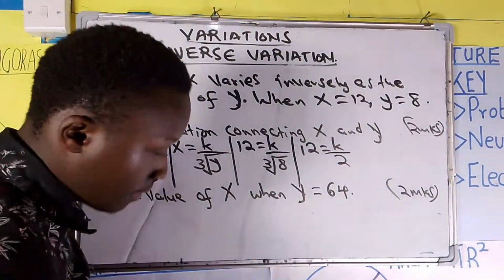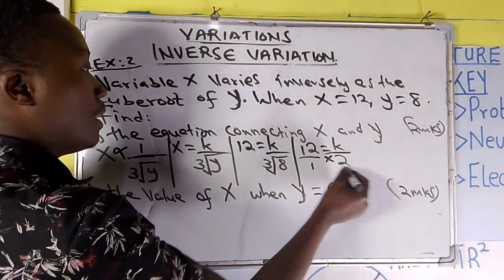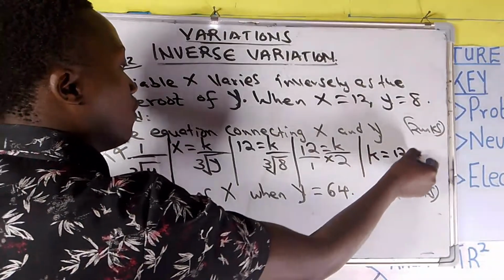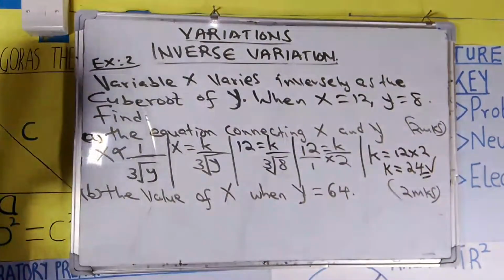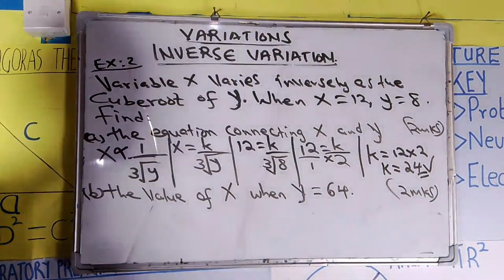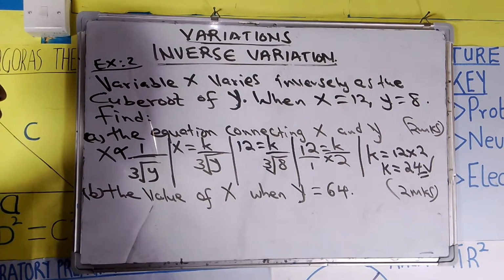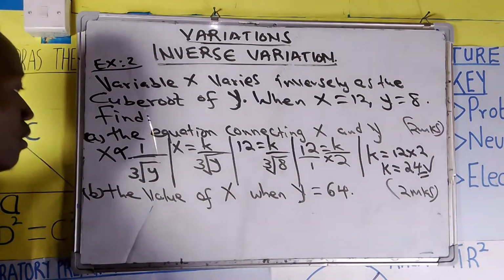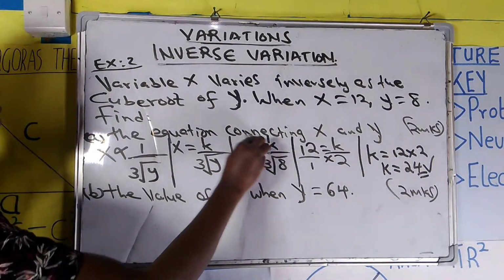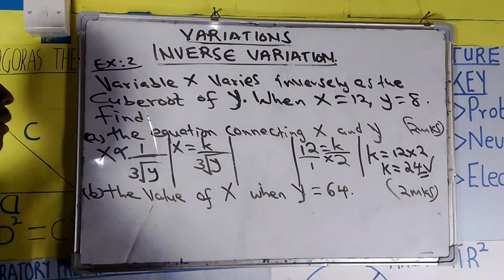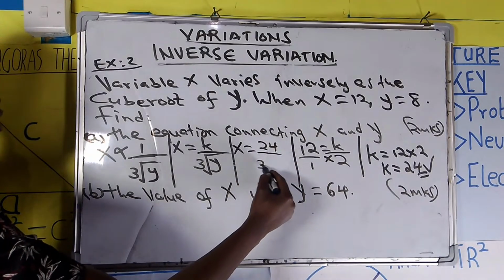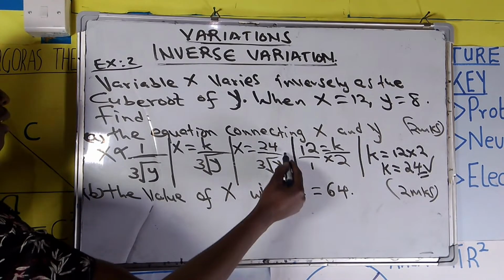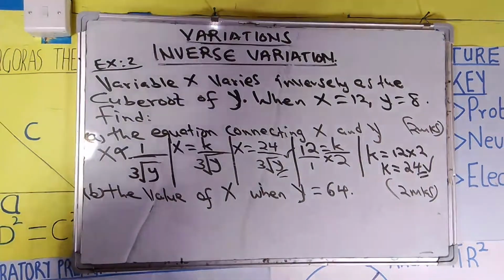So to solve for k, we can cross multiply. k is equal to 12 times 2, and our k will be equal to 24. When we get our k as 24, we can now write the equation connecting x and y. So our x will be equal to 24 over cube root of y.